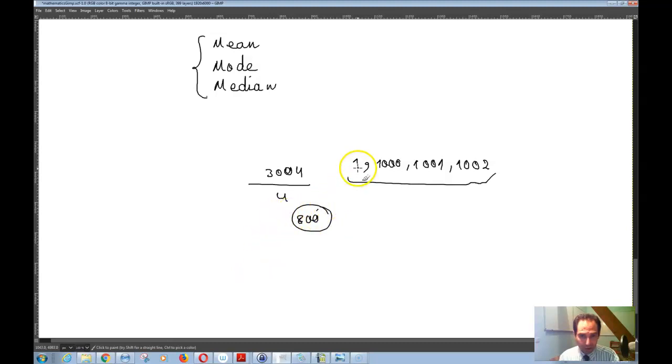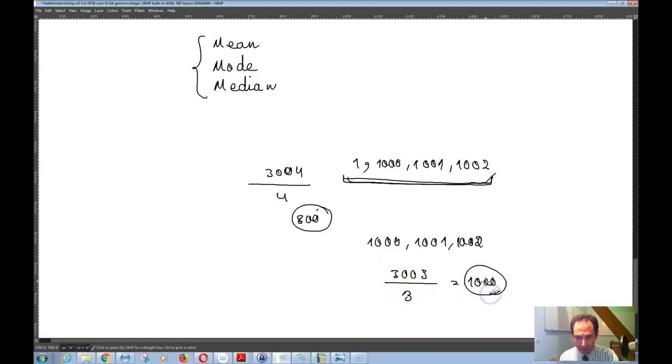So that means that the mean of these values is 800. So 800 is not a very good representative of the data that I have here, as opposed to the case where I had, for example, 1000, 1001 and 1002. In this case, the mean would be 3003 divided by 3, which is equal to 1000.